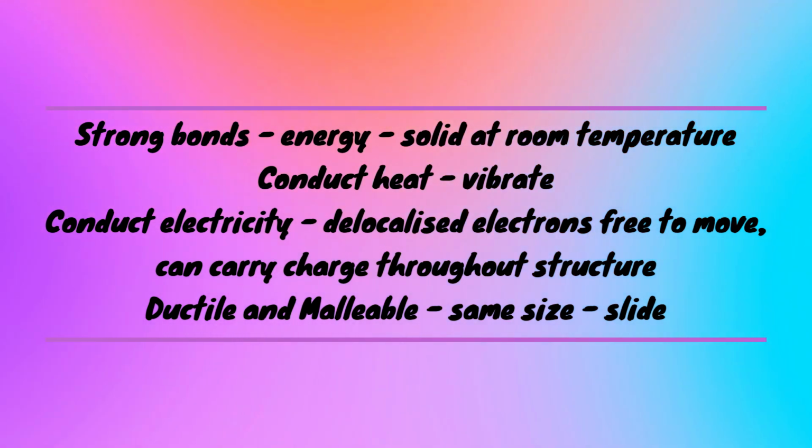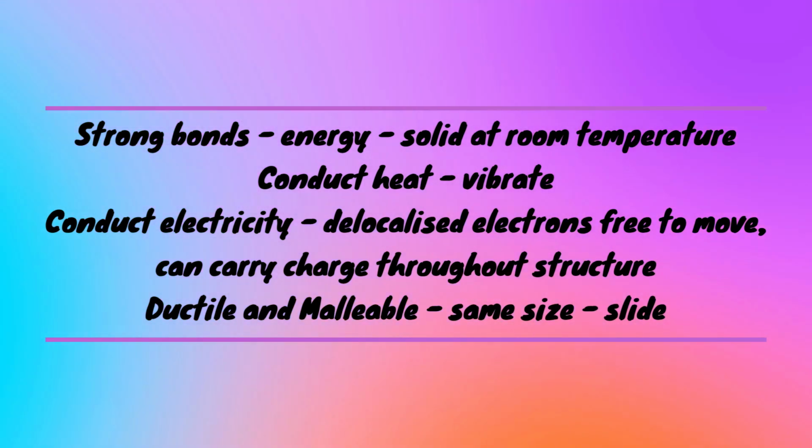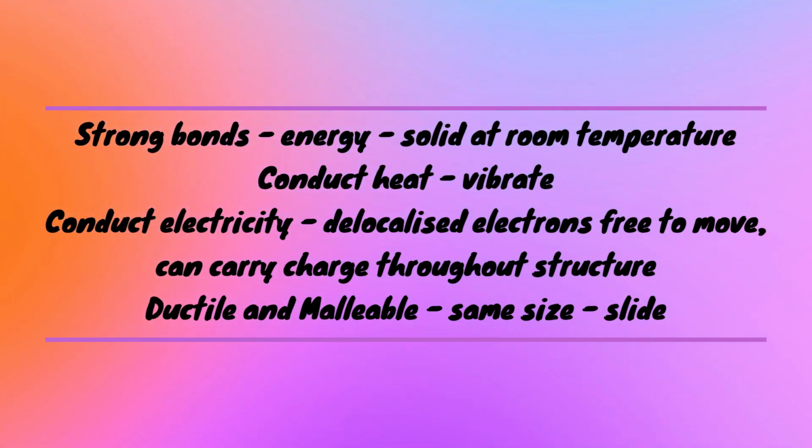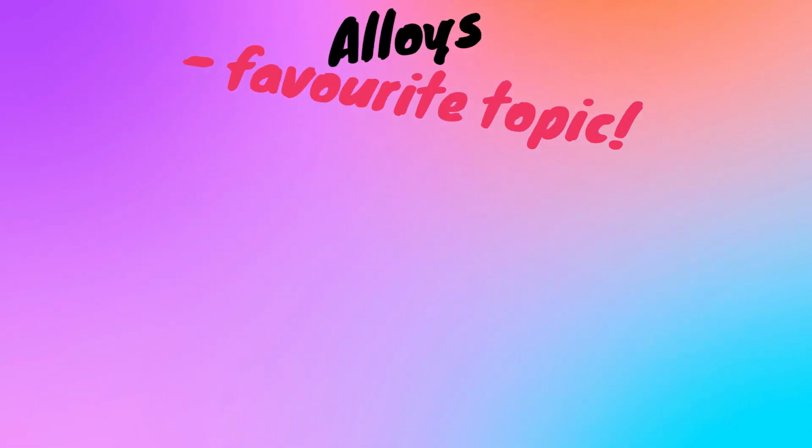Metals conduct heat. The ions are so close together that they are able to pass heat on to the next ion by vibrating, and they conduct electricity because the sea of delocalized electrons can carry charge throughout the giant lattice structure. They are ductile and malleable. All ions in a metal are the same size, so they can slide over each other very easily to change shape. And this leads us onto metal alloys.